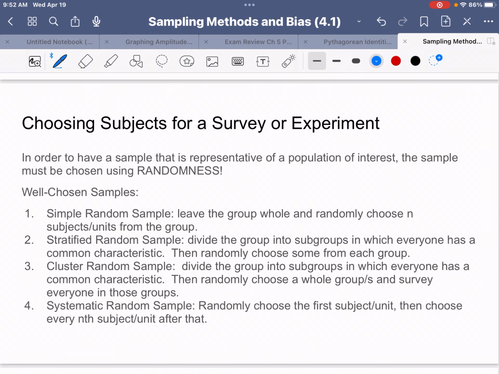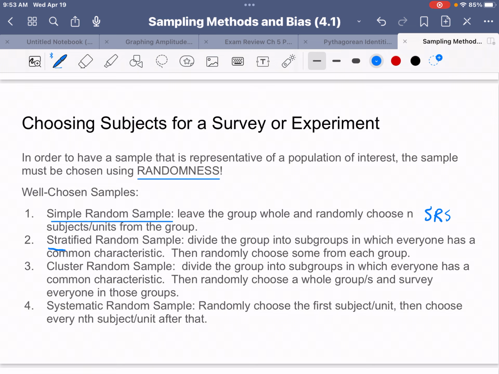Now, when you choose subjects for a survey, there are different good sampling methods. In order for a sampling method to be good, that is, in order for a sampling method to be representative of the population of interest, you must use some form of randomness to draw your sample. So we learned 4 good sampling methods. The first one is called a simple random sample. We usually just call it an SRS, and you can even put that in your exam writing. That's where you leave the group whole and you randomly choose n subjects or units from the group.